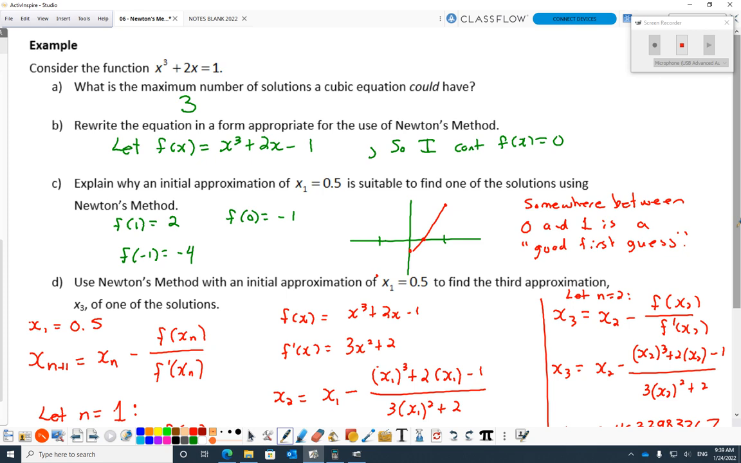We could find x1 from a graph. You could find x1 from your factoring. There are other ways, but that's basically the two ways we'll come up with that guess. Other questions? That was a good one.